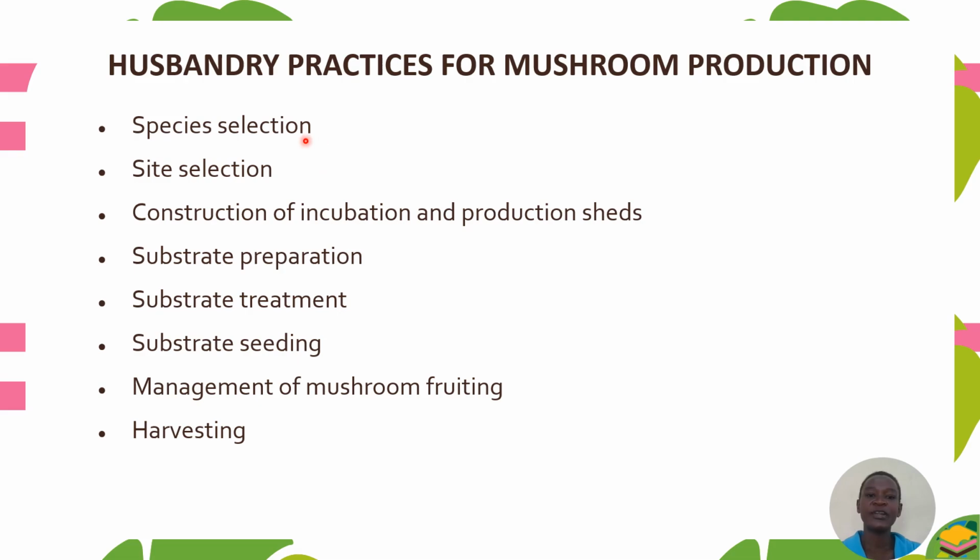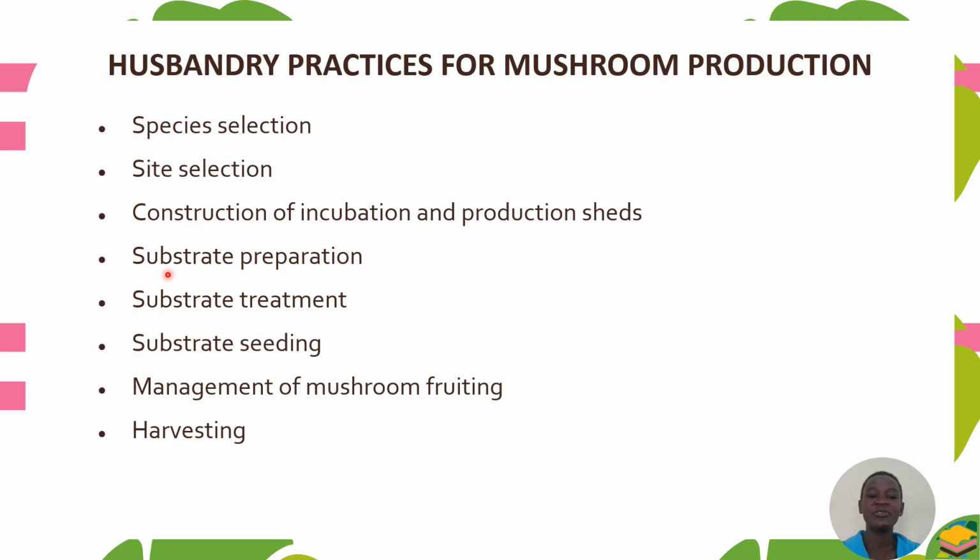So for mushroom production, there are several husbandry practices which we need to understand. We need to understand species selection. We need to understand site selection. We need to describe construction of incubation and production shells. Remember, mushrooms are cultivated in a house. So there is need of constructing the incubation as well as production shells.